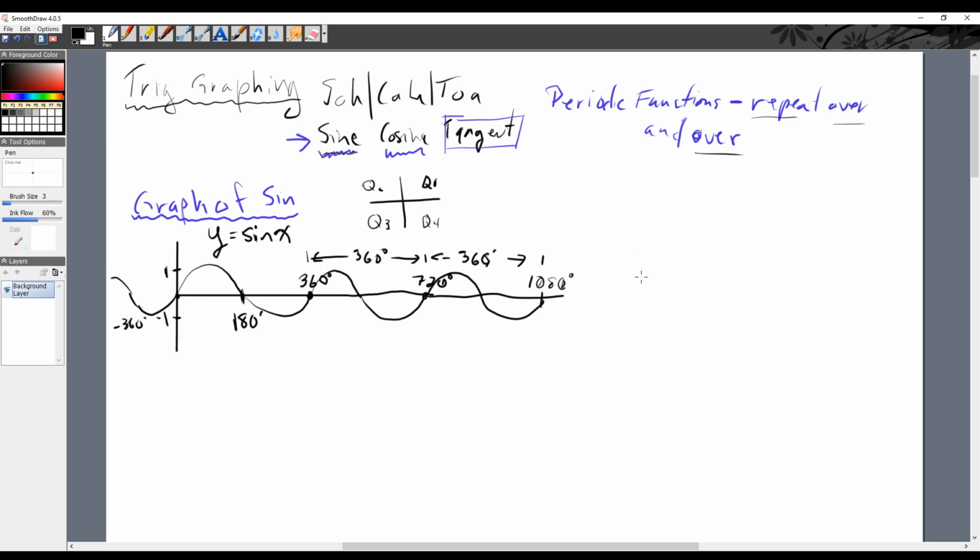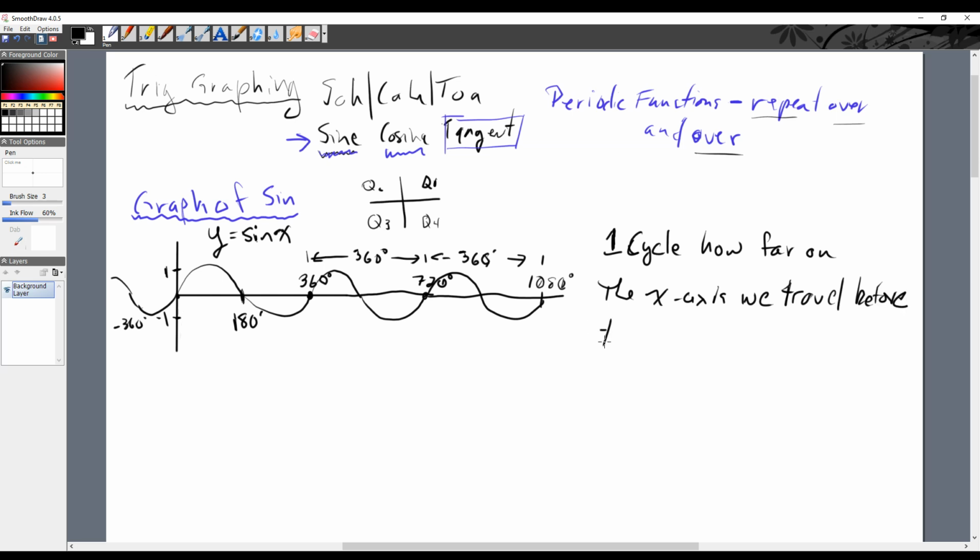A couple of things I want to define here. One cycle is how far on the x-axis we travel before the exact pattern repeats itself.